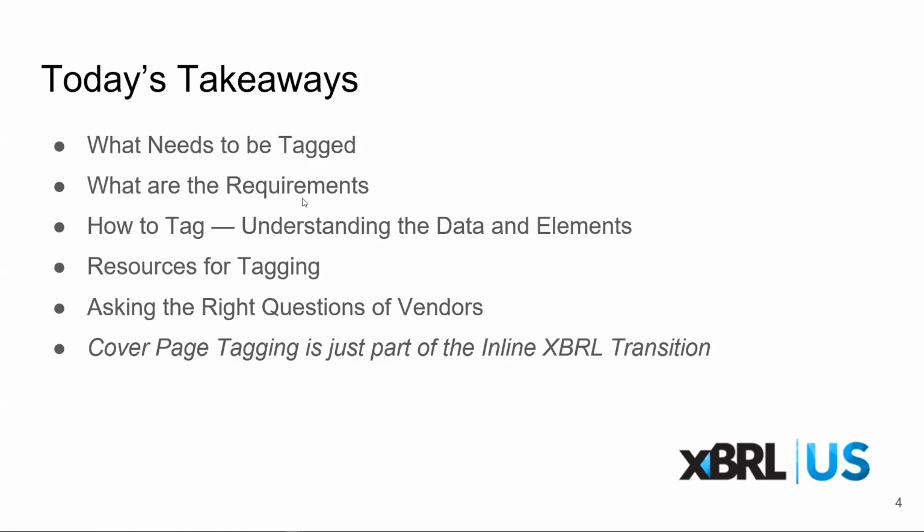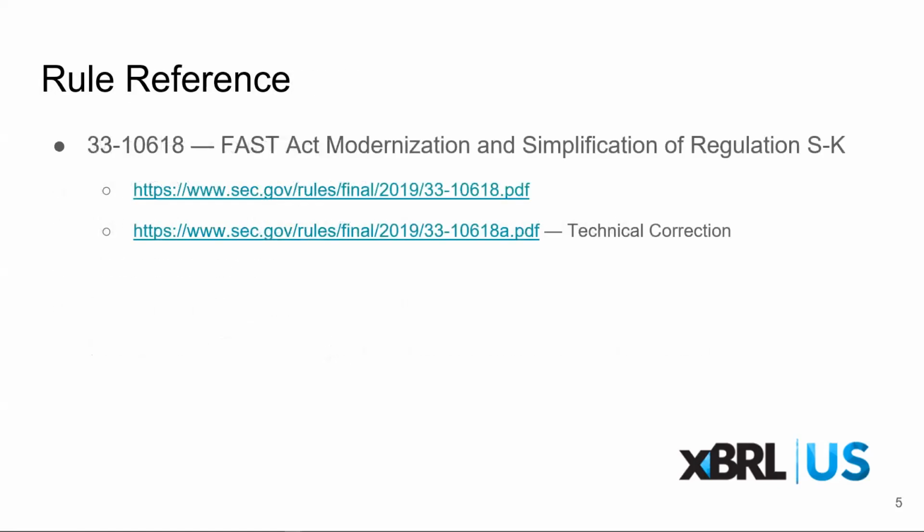What are the requirements and where do the rules come in here? What says you have to do things a particular way or have to tag things? What's the underlying SEC requirements? How to tag, understanding the data and the elements associated with it. What are some of the resources? And then asking the right questions for vendors. So keep in mind that this is just part of the cover page tagging as part of the overall inline XBRL transition. First, as we talk about the rules, what has caused this to come into play?